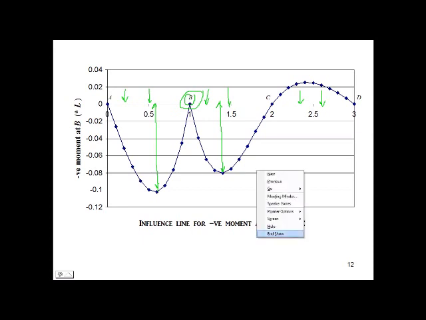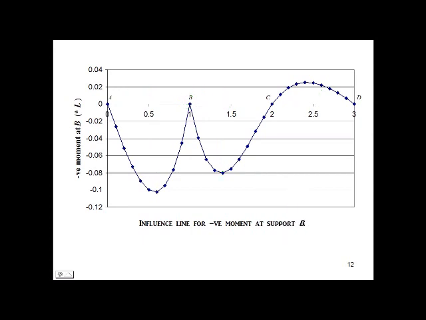Now suppose we have two HL93 design trucks and HL93 design lane load. Where should we place them to get the maximum negative moment at support B? To get the maximum negative bending moment at support B, place the first truck in this region and place the second truck in this region. Again, place the first truck in this region and the second truck in this region.